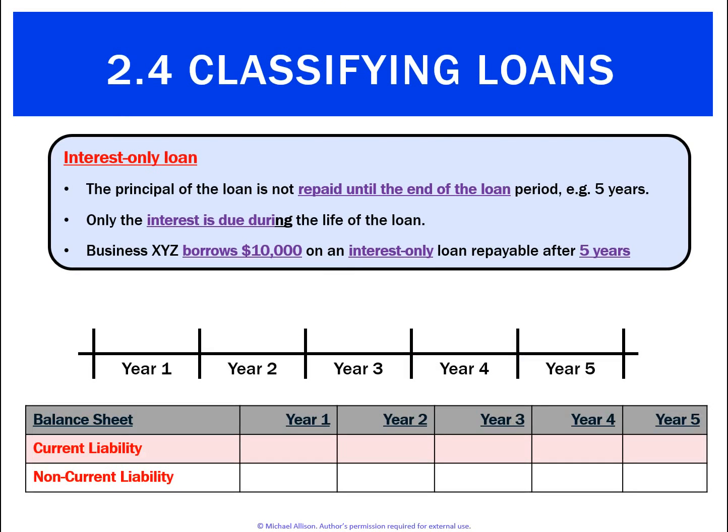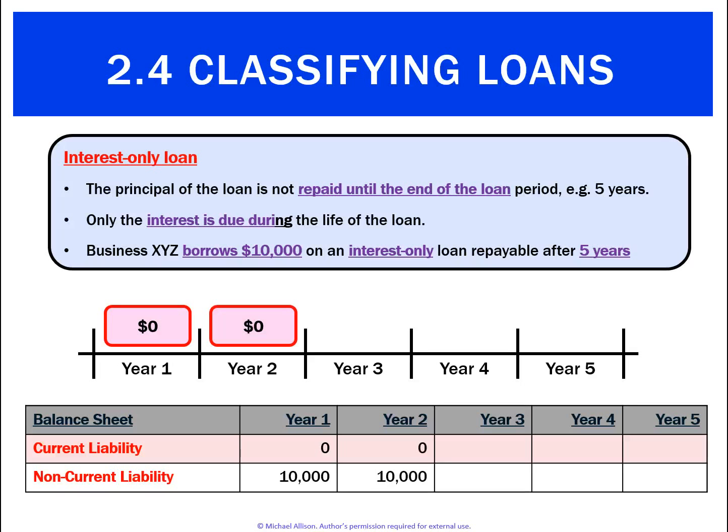The second type of loan we have is an interest-only loan. How this one works is we don't pay the principal off until the end of the loan. Only the interest is due during the actual life of the loan. So in this case, business XYZ borrows $10,000 on an interest-only loan over 5 years. None is due in year 1, which means $10,000 is non-current.